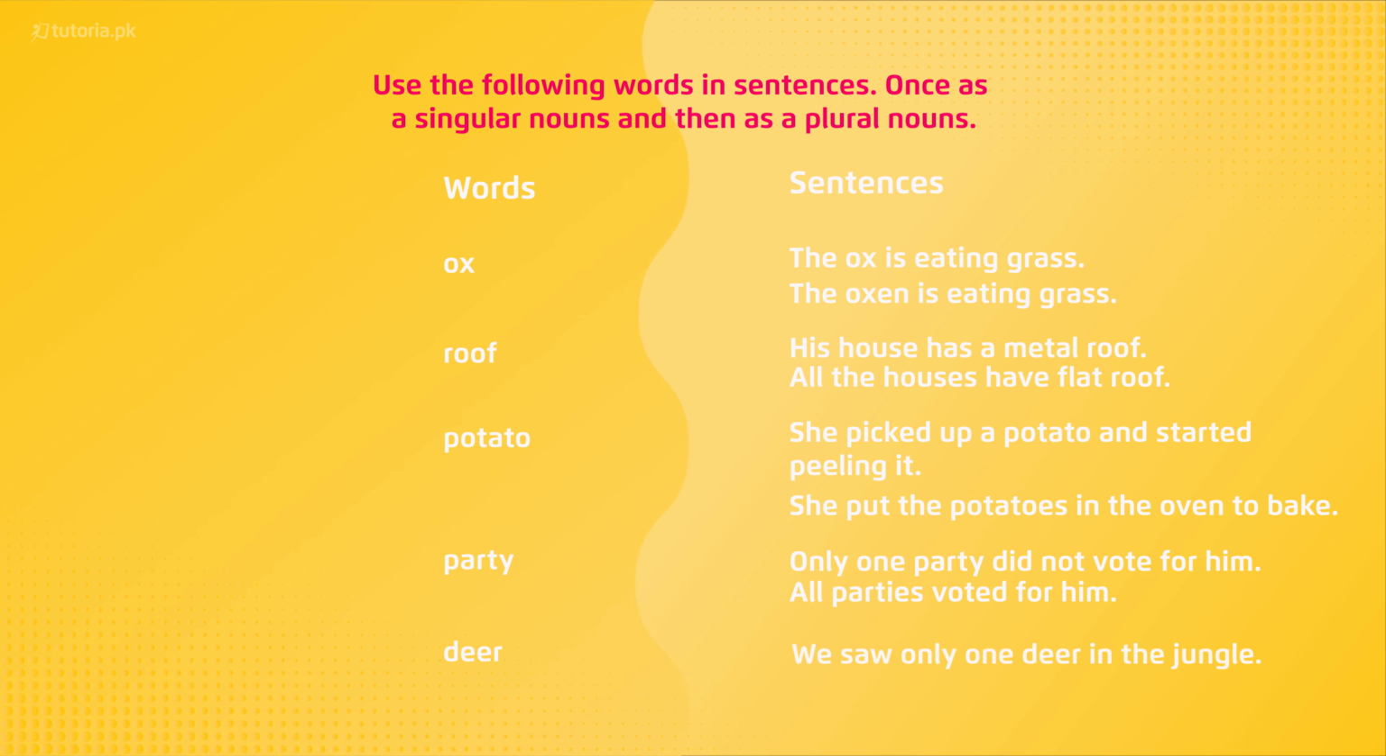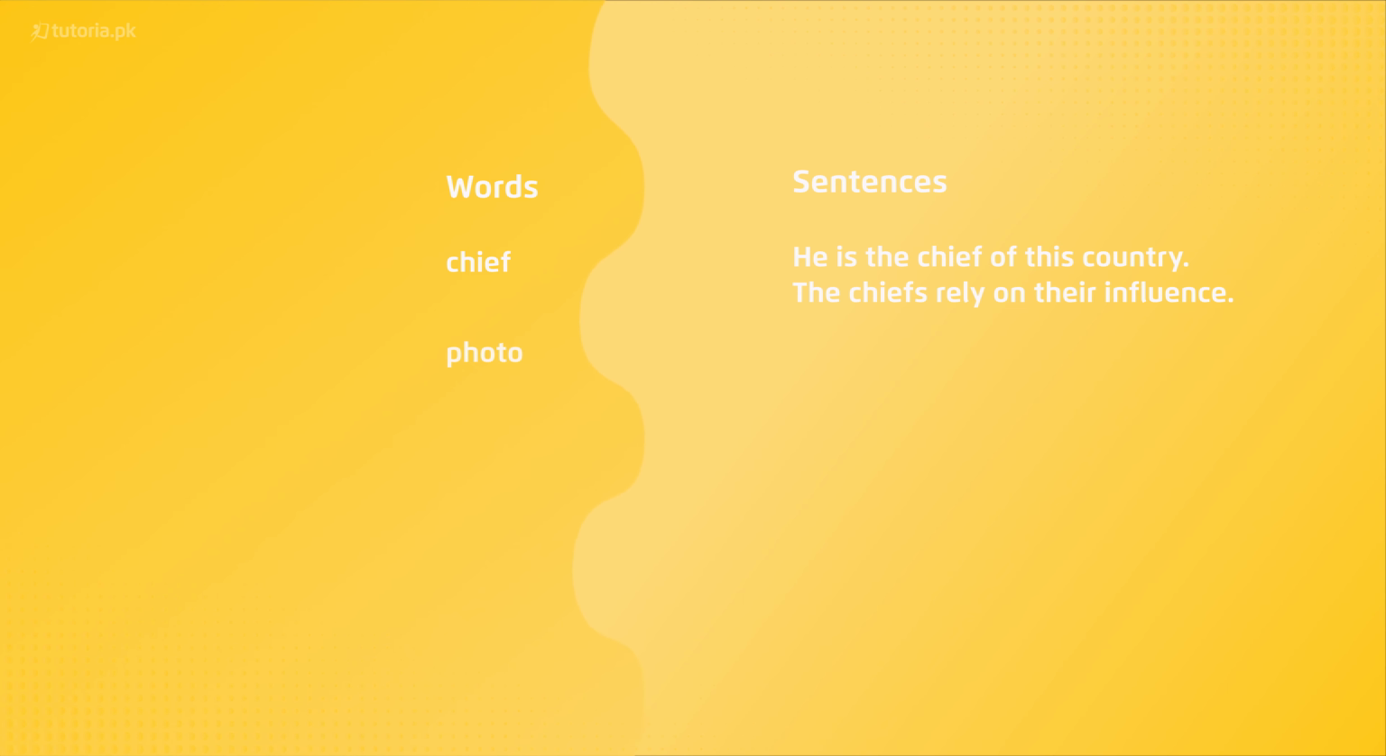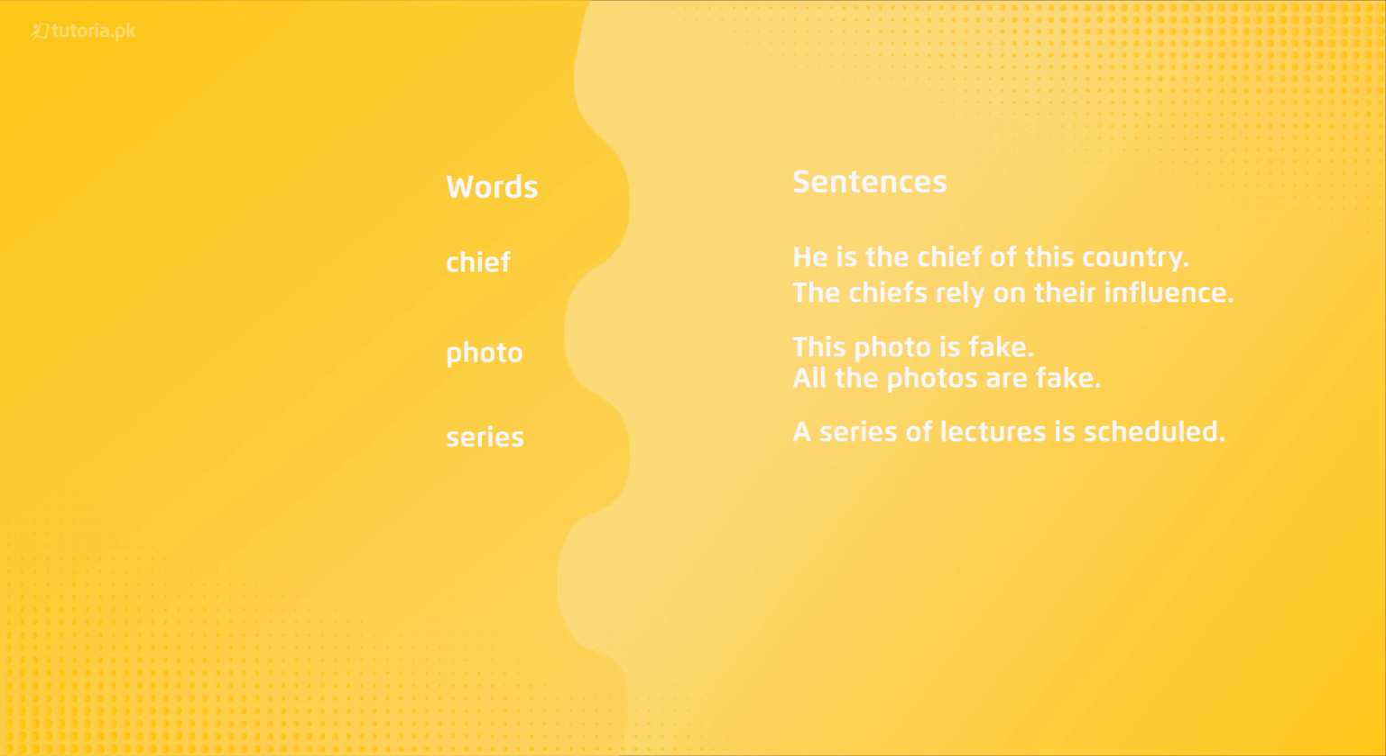Fifth is deer. We saw only one deer in the jungle. We saw many deer in the jungle. Sixth is chief. He is the chief of this country. The chiefs rely on their influence. Seventh is photo. This photo is fake. All the photos are fake. Eighth is series. A series of lectures is scheduled. 2 series of lectures are scheduled, one for experts and one for students.